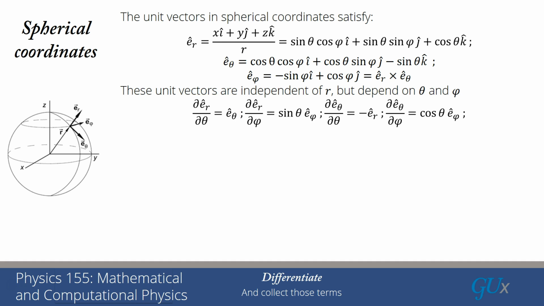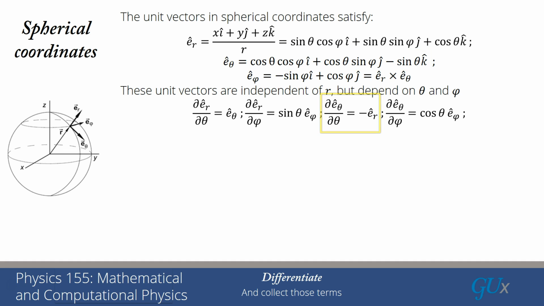The derivative of e_r with respect to phi, I'm going to get my cosine phi goes to minus sine phi, and my sine phi goes to cosine phi, and you can see that's equal to sine theta times e_phi. And so I get my second derivative there. When I look at the derivative of e_theta with respect to theta, the cosine theta term will go to minus sine theta, the sine theta will go to cosine theta, but you see that that whole thing is going to go to minus e_r. And so that's what that derivative is.